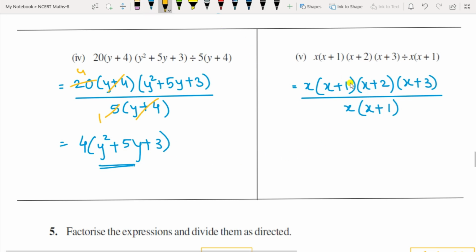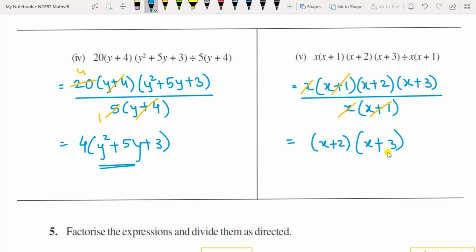So here x plus 1 will get cancelled, x and x will get cancelled. The remaining terms are the answer, x plus 2 and x plus 3. You can keep it like this also, or further if you want you can expand it, like multiply this with these numbers. So it will be x square plus 2 plus 3 x plus 2 into 3, that is x square plus 5x plus 6. This also you can write.